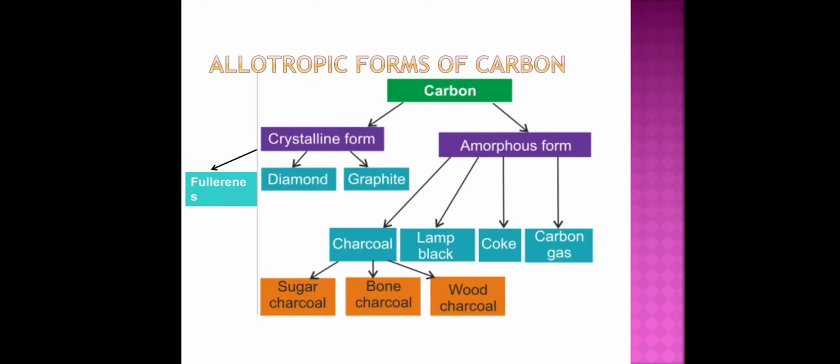Carbon consists of crystalline forms, which further consist of fullerenes, diamonds, and graphite. Whereas the amorphous form consists of charcoal, which is made up of sugar charcoal, bone charcoal, and wood charcoal. The next amorphous form is lamp black, the others being coke and carbon gas. So these are the different forms of carbon that are available on Earth.